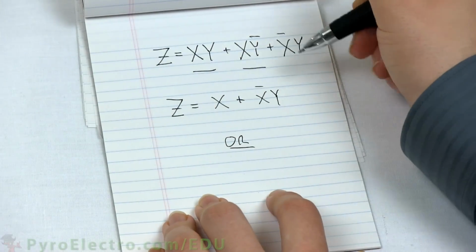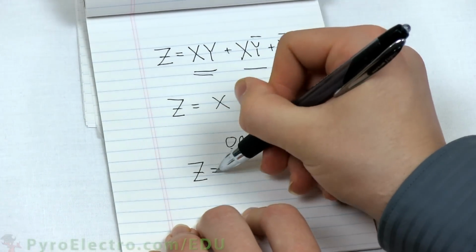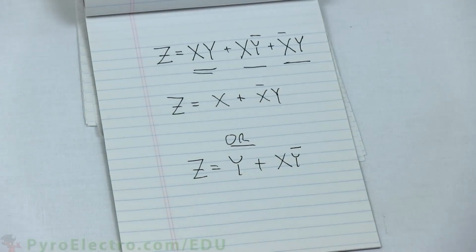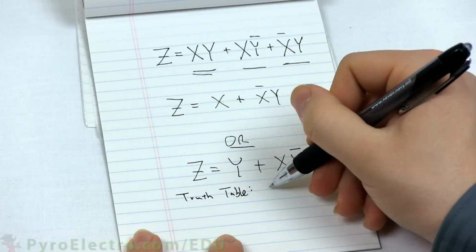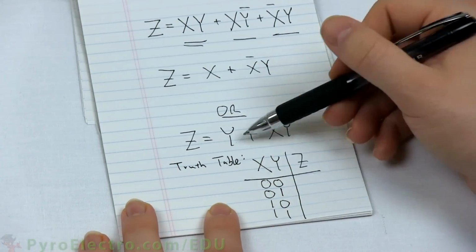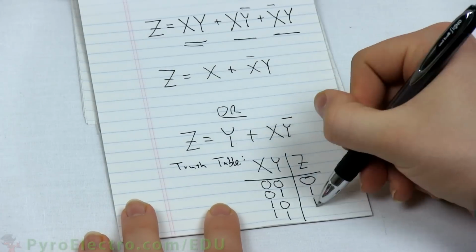However, if you stare at the original equation long enough, you will see that it can simplify in more than one way. With these two simplified formulas, we can build the truth table, and similarly, we can build the logic diagram for the simplified equation.